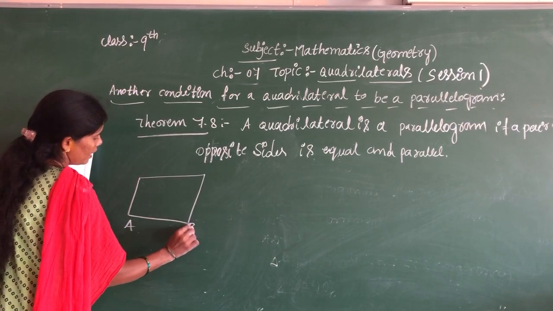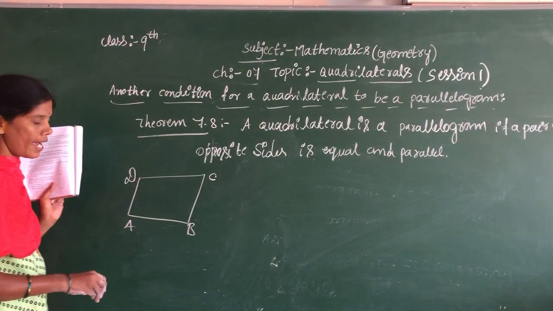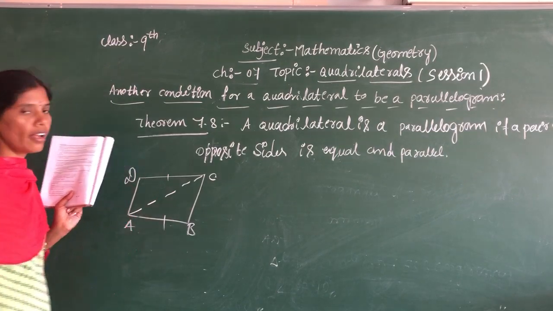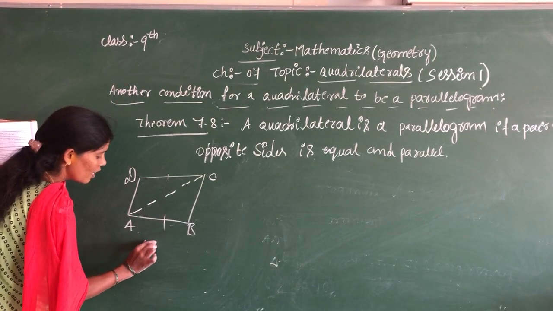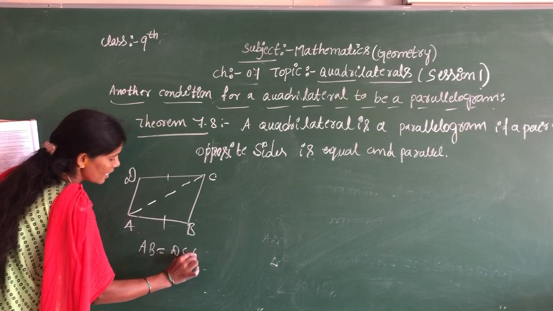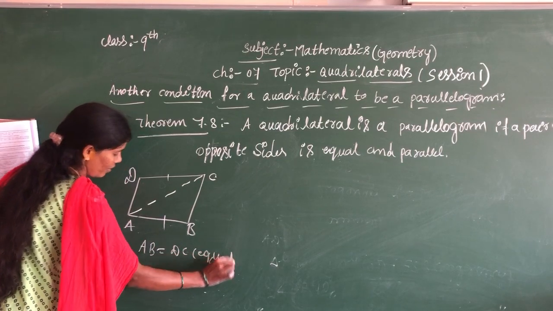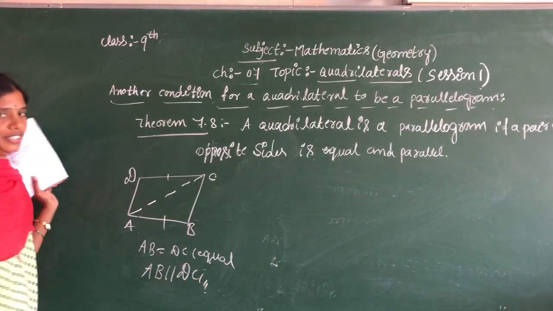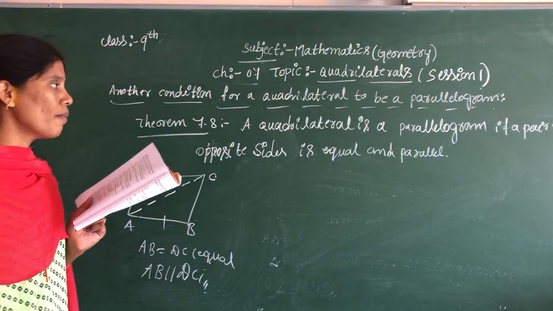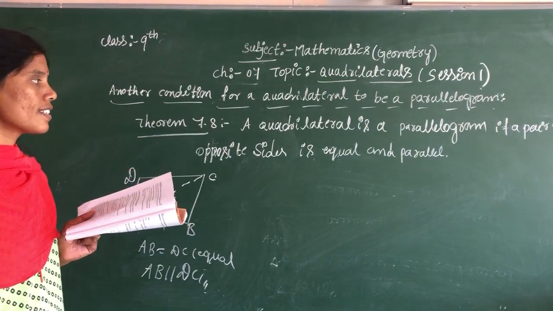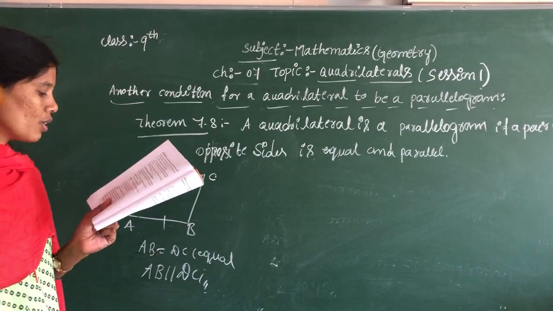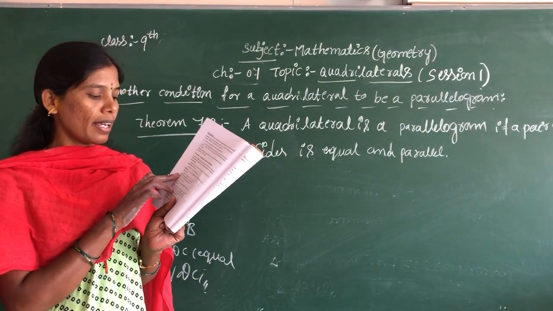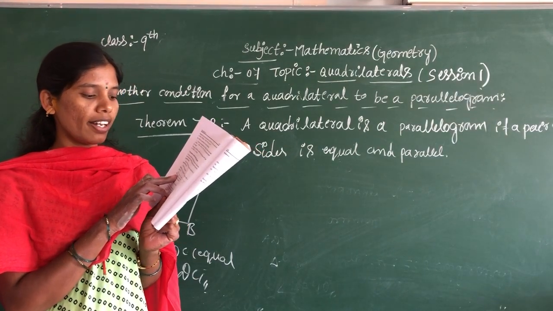A, B, C, D, and cut one diagonal. So here, this is equal and parallel. AB is equal to DC, and AB is parallel to DC. This is the condition. A quadrilateral is a parallelogram if a pair of opposite sides is equal and parallel. So AB is equal to CD and AB is parallel to CD. Let us draw a diagonal AC.